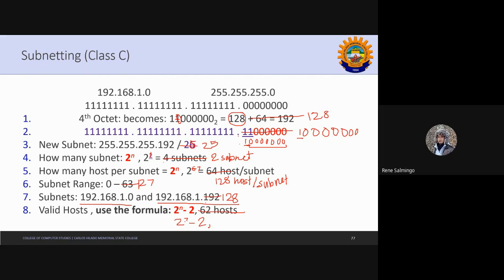What's the value? 128 minus 2, that is 126. So you will have 126 each. Okay? So you start your count from 0 to this point. Why 126?